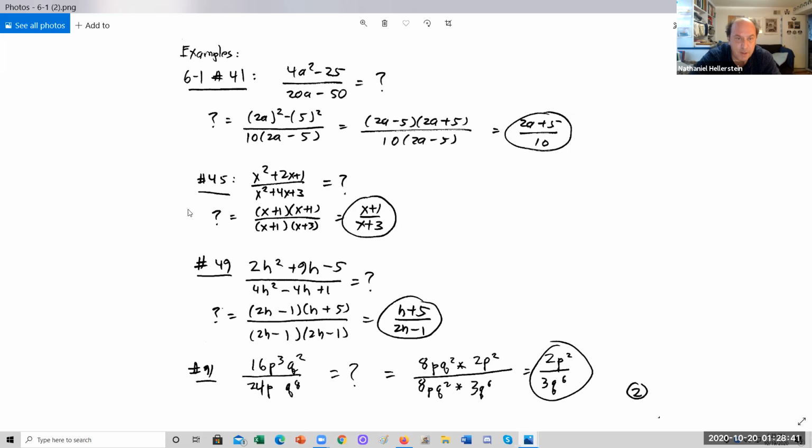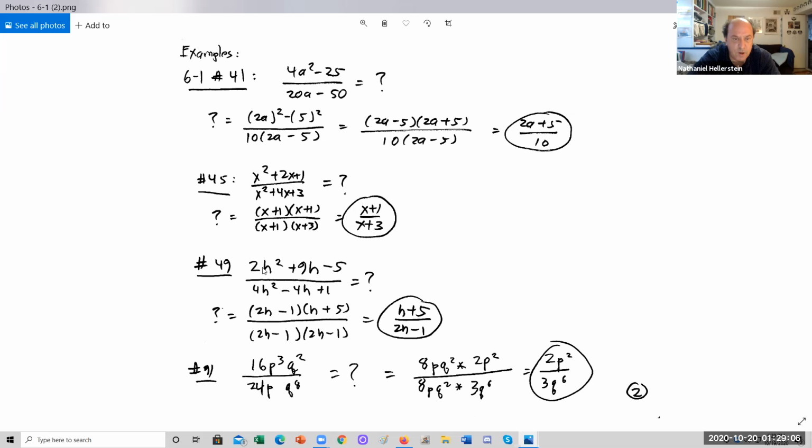So you have x squared plus 2x plus 1 over x squared plus 4x plus 3. Now this in the numerator factors into x plus 1 times x plus 1. This in the denominator, after a little bit of search, is x plus 1 times x plus 3. The x plus 1's cancel. We're left with this, x plus 1 over x plus 3.